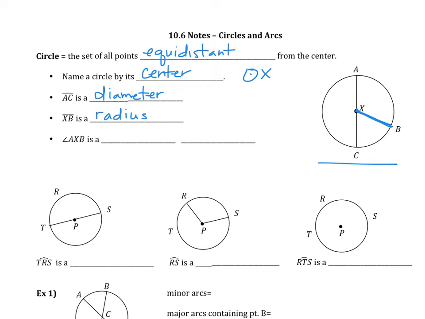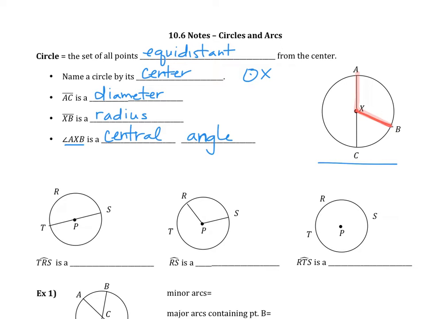Okay. And then last thing on just terminology here, angle AXB. So if you look at AXB here, let me just highlight this. AXB, that's this angle. It says angle AXB is a what? That is called a central angle. We've talked about that a little bit already. So that's a central angle. So those are just some of the terms you're going to hear as we go through this stuff.